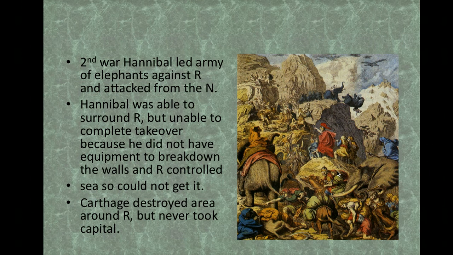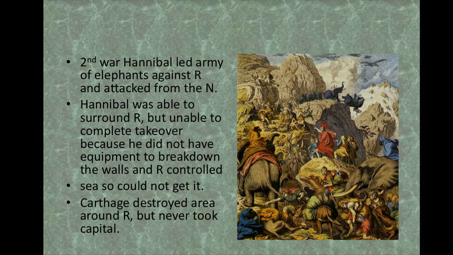Now the second war, Hannibal led an army of elephants against Rome and attacked the Romans from the north, all the way around through Spain and all that. Hannibal was able to surround Rome, but was unable to take it over because he didn't have the equipment to break down the walls, which were pretty good. And Rome at this point controlled the sea, so he could not really get supplies. They just didn't have the materials to take it.